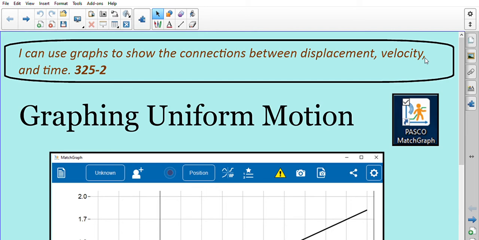Alright, and welcome to the third part, which is going to be the section that ends off part one of our Intro to Kinematics unit. So we start to talk about graphing uniform motion. And for this activity, when you're ready, you come on up. I have a little Pascal Match Graph application that we can use.